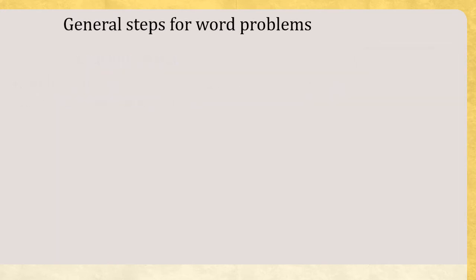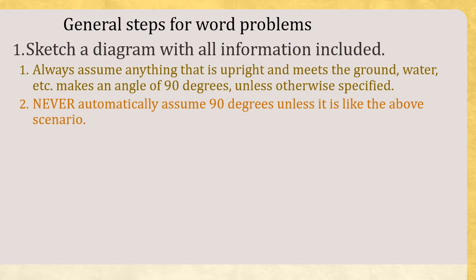The first thing I'm going to give you are some general steps for word problems. Whether or not you choose to copy these down is up to you. But this is generally the process I would follow. The first thing you always should do, and in fact, some of your questions on your test are probably going to force you to sketch a diagram and give you a mark for sketching a diagram. But the first thing you should do: sketch a picture with all the information included.